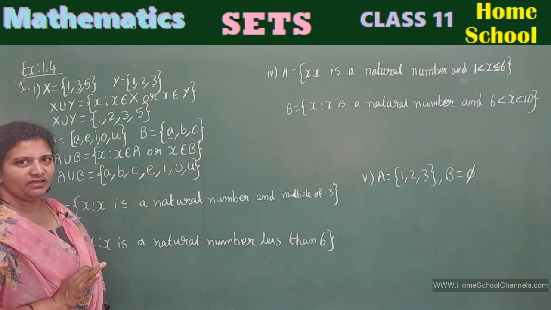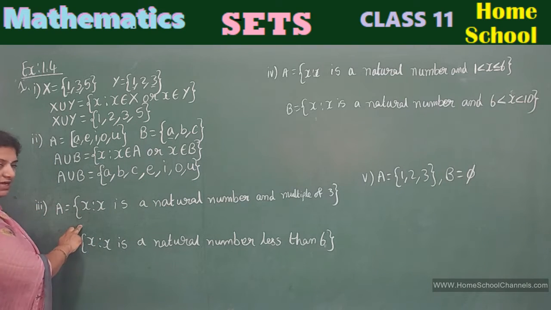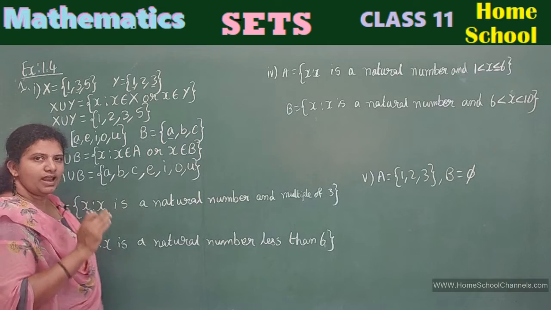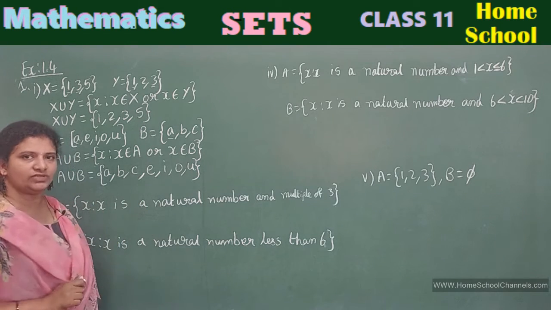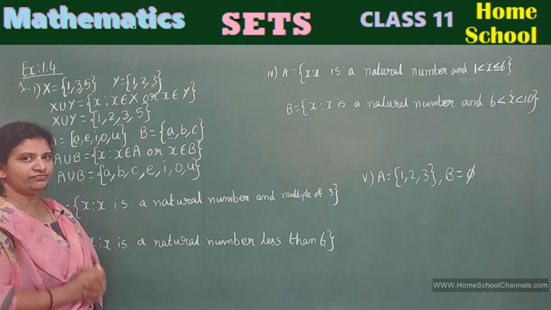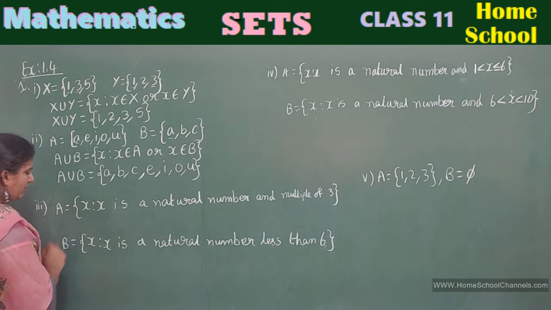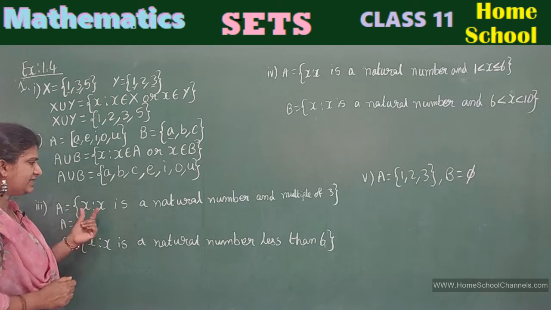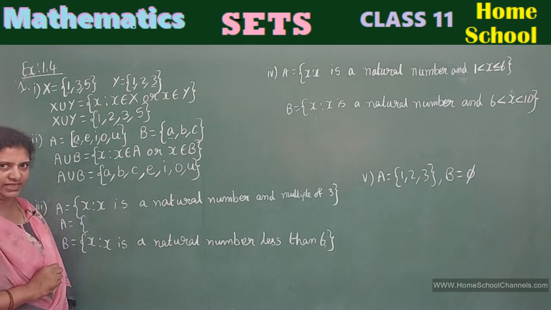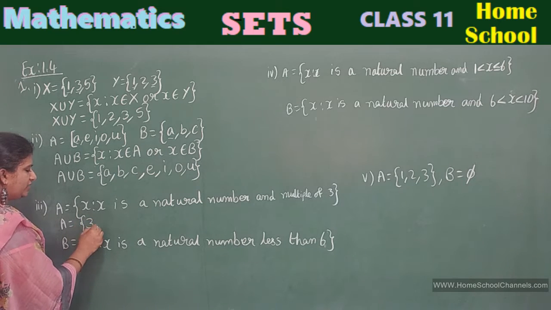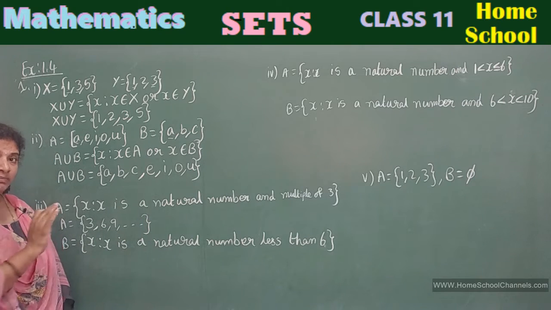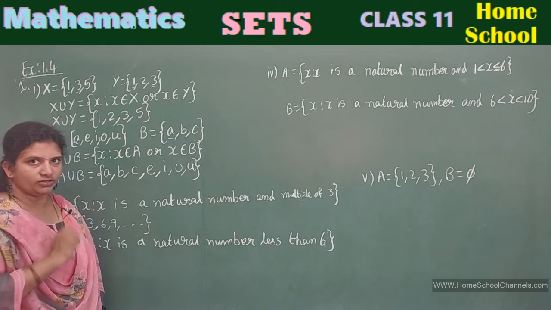It's very simple. Right? See the third one. A is equal to set of all X such that X is a natural number and multiple of 3. Multiple of 3, what do you remember? Okay, let me write this. Let us write this in roster form first. So let me write the multiples of 3: 3, 6, 9, and so on. Where it ends, I don't know. Multiples of 3 said. Where it ends, they did not say.